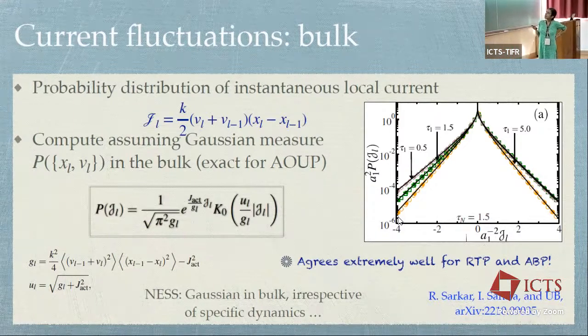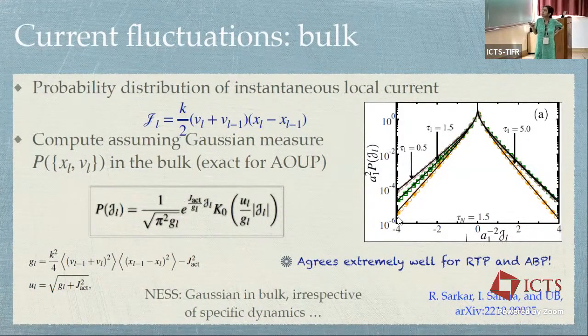One feature here is that the current distribution has a peak at 0, even though the average is non-zero in two of these cases. In one case the average is 0. And of course ABP and RTP, if you scale it properly, they collapse, and the collapsed curve matches quite well with the predicted current distribution from the Gaussian calculation. So somehow the non-equilibrium stationary state, despite being driven by some force with memory, has the bulk oscillators showing completely Gaussian behavior.